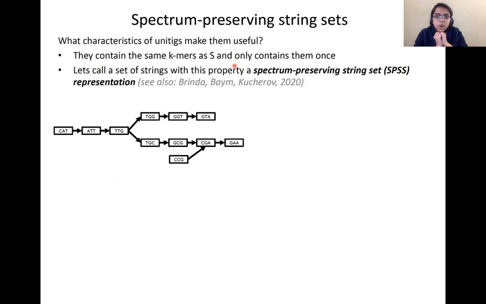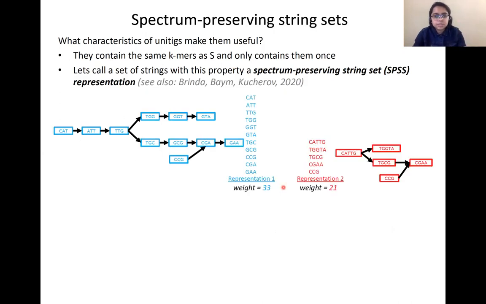Okay, so a little side note here. We've generalized the concept of unitigs to spectrum preserving string sets, but this was also simultaneously and independently introduced by Brinda et al. under the name simplitigs. So simplitigs and SPSS basically mean the same thing. Anyway, for this graph, we see there are two possible SPSS representations. One is the set of k-mers based representation, which has a higher weight, 33. And on the right, I have this unitigs set based representation with a smaller weight, 21.